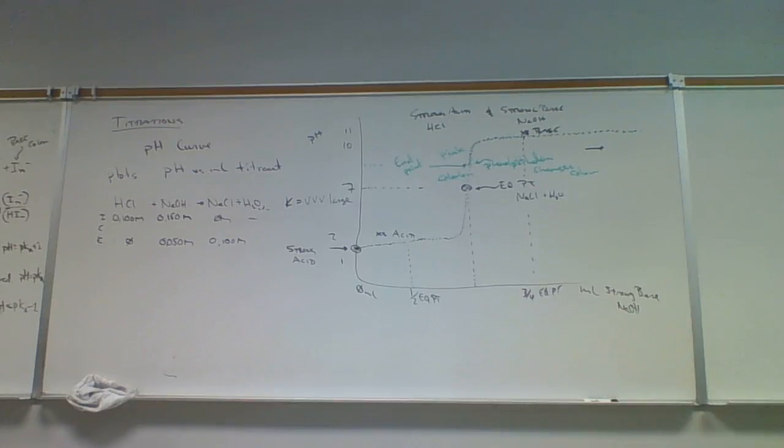This curve here is for a weak acid with a strong base. So here we're titrating with sodium hydroxide. This is what, acetic acid? Yeah, acetic acid. And so initially, this is 0.100 molar acetic acid. The pH is much higher, around 2 to 3, closer to 3. And then we have the excess acid. That is, we haven't neutralized it.